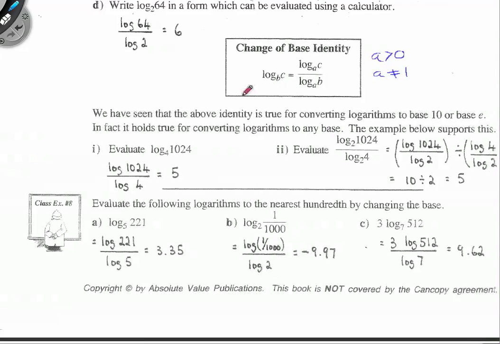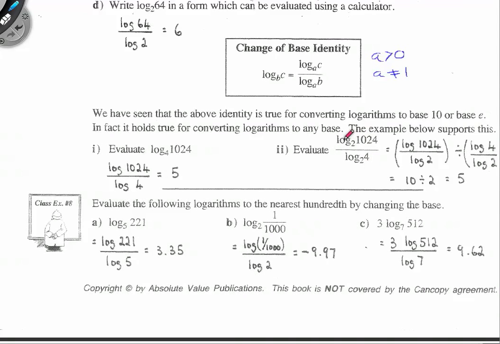Okay, so we've seen that the above identity is true for converting logarithms to base 10 or base e. In fact, it holds true for converting logs to any base. So we can write this, for example, as log 1024 over log 4. In our calculator it equals 5, but instead of a base 10, which is unspoken here, we could make it base 2. And when you think about that, what is this?